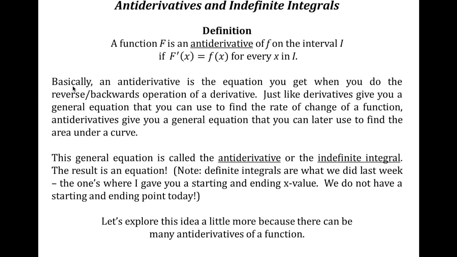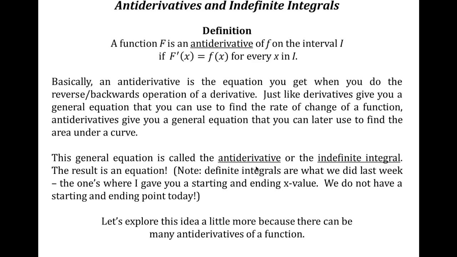Basically, an antiderivative is the equation you would get when you do the reverse or backwards operation of a derivative. When we're doing derivatives, we're getting a general equation that you can use to find the rate of change or slope of a function. Antiderivatives give you a general equation that you can later use to find the exact area under a curve. This general equation is called the antiderivative, like I said, or an indefinite integral.